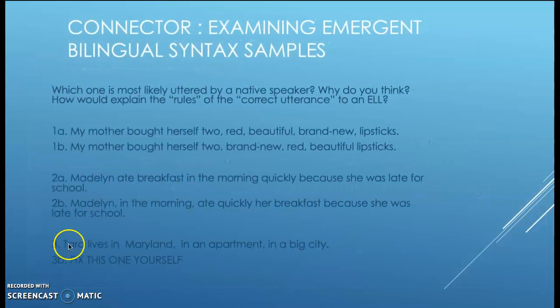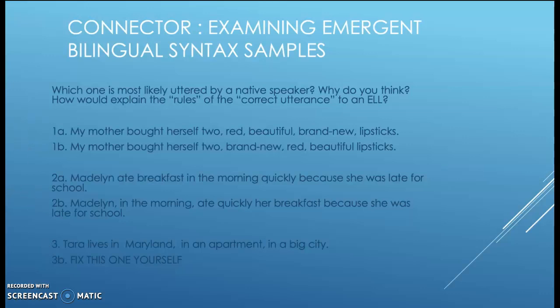So if you look at this first example, we have two examples of discourse, some clauses. I want you to take a look at them and think about which one is uttered by a native speaker. And why do you think that? And what would explain the rules of the quote-unquote correct sentence? How would you explain that to an English language learner and emergent bilingual student?